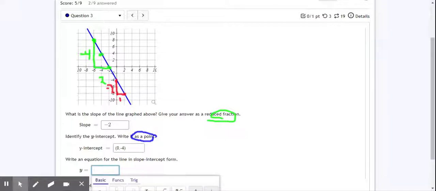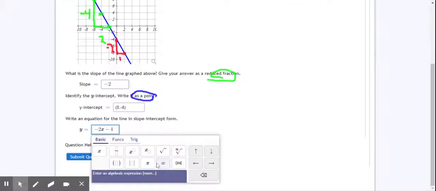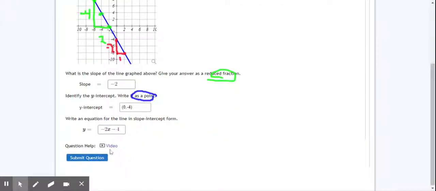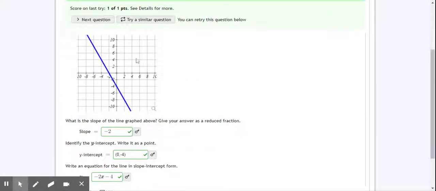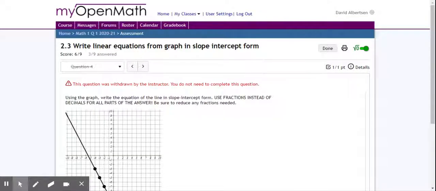Now, let's write the whole equation. Y equals minus 2x minus 4. So we put our slope, then x, and then our y-intercept. Okay, and notice there is a video attached right here. So if you watched my video, you're still confused, try watching their video and see if that helps. Sometimes hearing it twice is good.